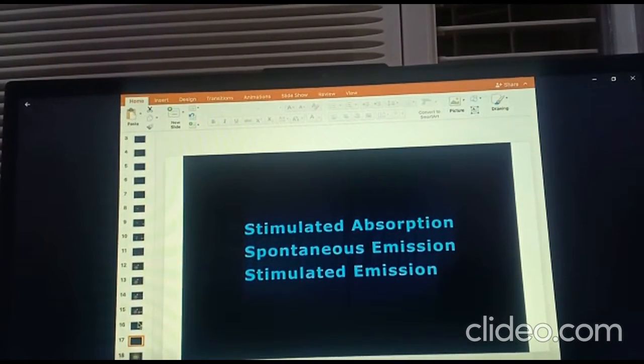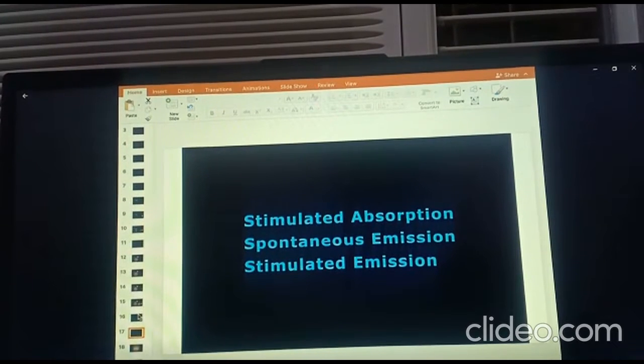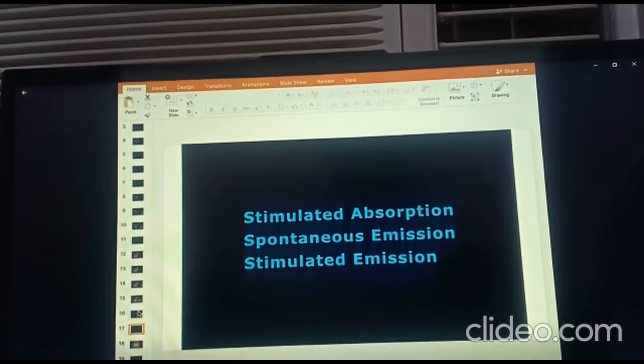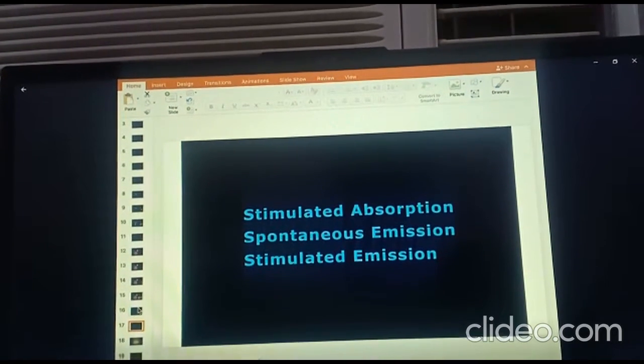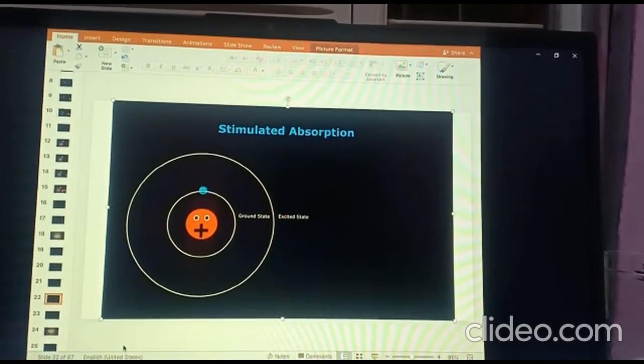I am repeating again and again. Now coming to stimulated emission, it means that we are giving some energy to that electron, forcing it to come back to its ground state and releasing the excess energy. Okay? So guys, here we will talk about stimulated absorption first.